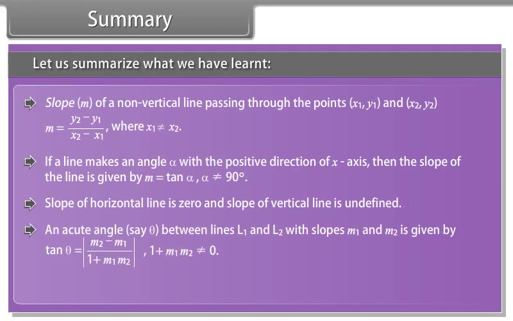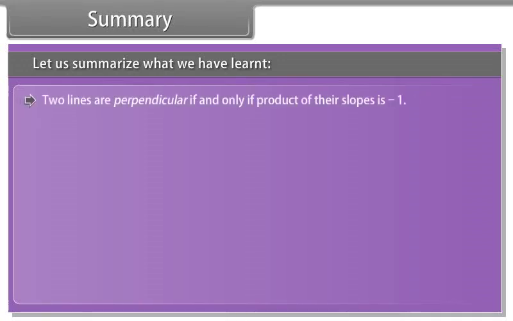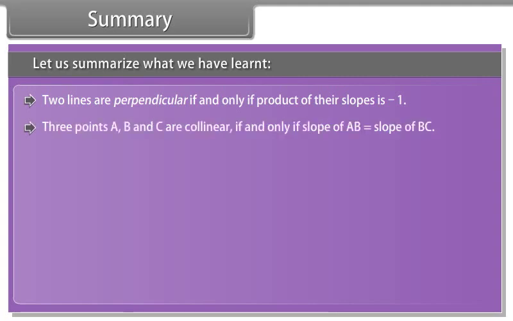An acute angle between lines L1 and L2 with slopes m1 and m2 is given by, provided 1 plus m1 m2 is not equal to 0. Two lines are parallel if and only if their slopes are equal. Two lines are perpendicular if and only if the product of their slopes is minus 1. 3 points A, B and C are collinear if and only if the slope of AB is equal to the slope of BC.